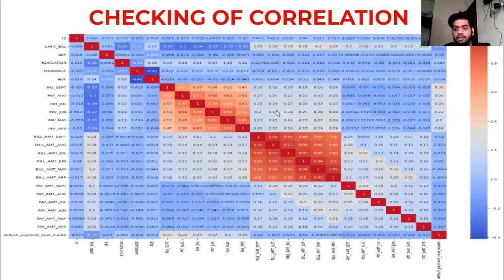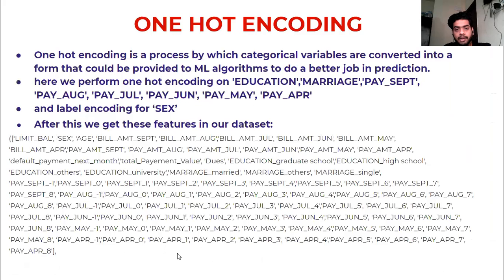Next is checking the correlation between the variables, one or multiple variables, and here we use the heat map. You can see in the heat map various columns with respect to their correlated variables.